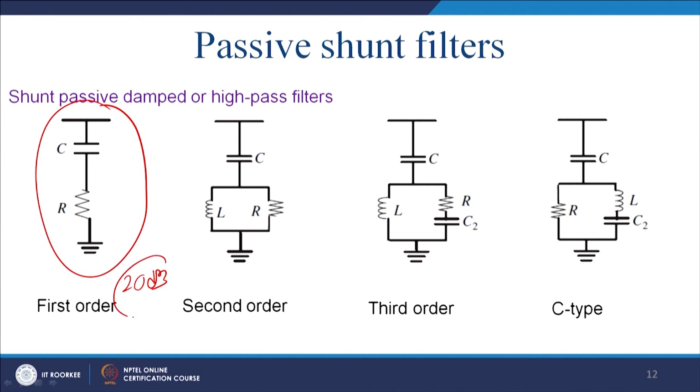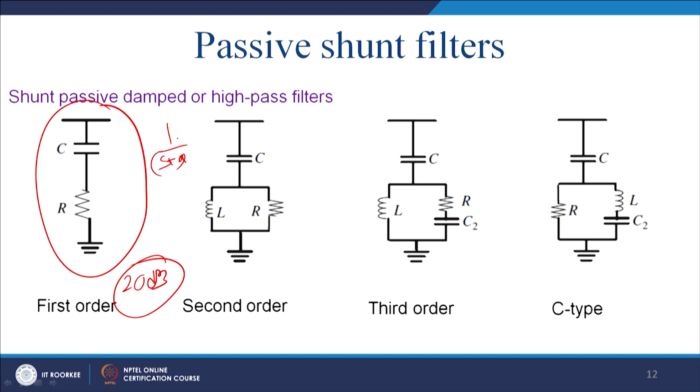We are continuing to discuss the passive filters; this will be our second lecture. We are discussing the passive shunt filters. This kind of network, just an RC network, we will say is a first order system and it will give you 20 dB per decade, and of course this is its transfer function.